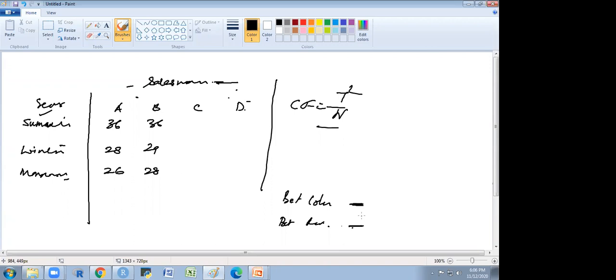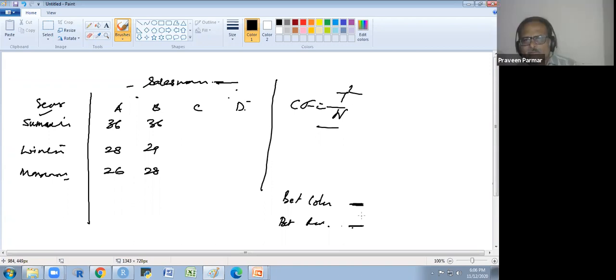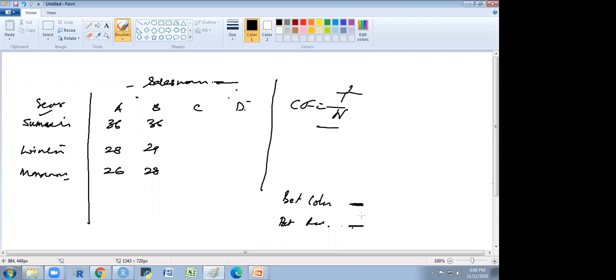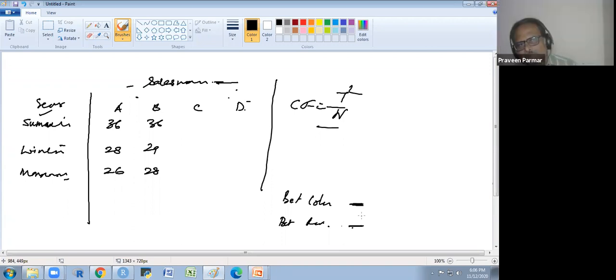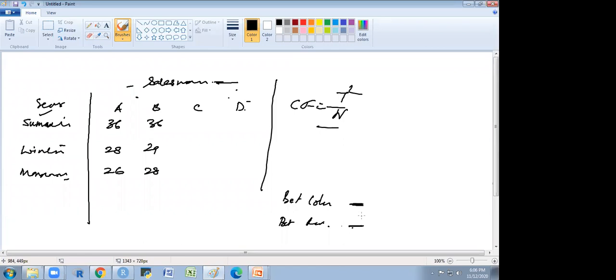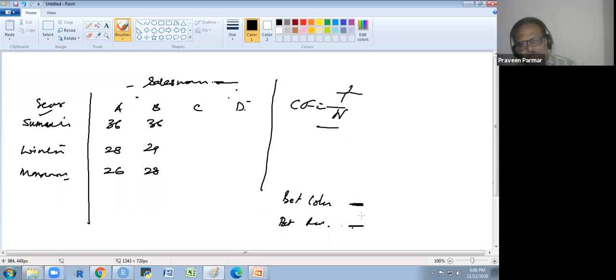Yes, sir. So for framing the hypothesis, both the categories are there, but only one at a time we will take. Yes, 2 hypotheses we will consider here. If we are looking in respect of salesman, then we'll take the hypothesis based only on that. And if we want based on seasons, then we'll take that. That is the 2-way.